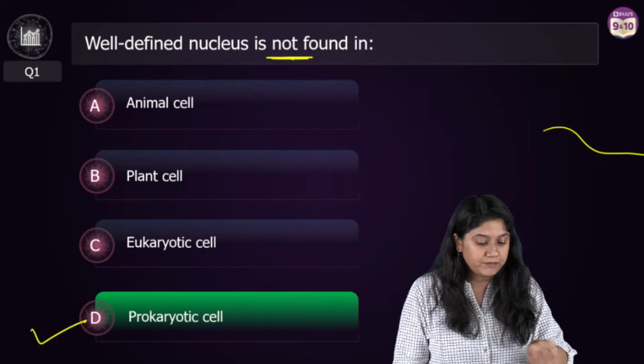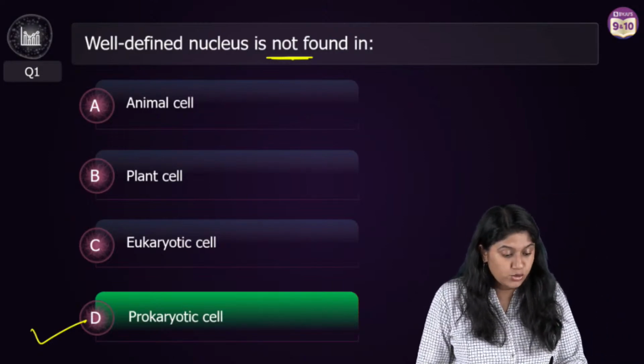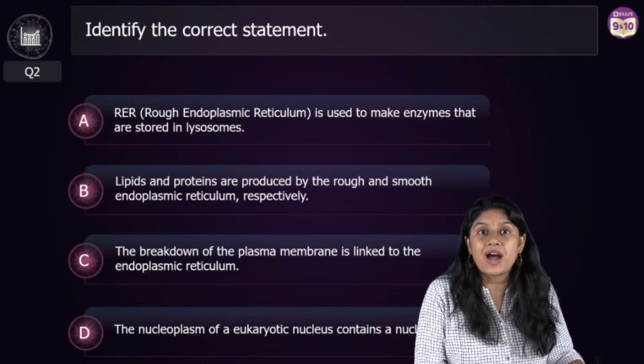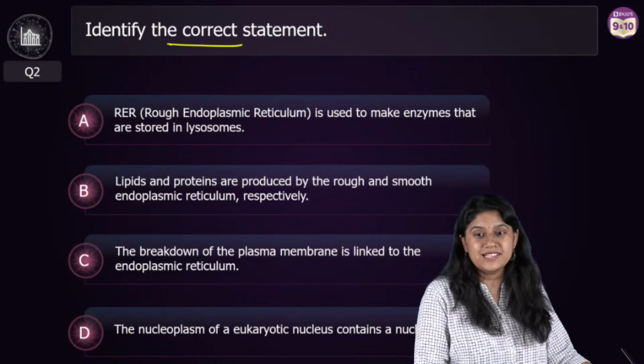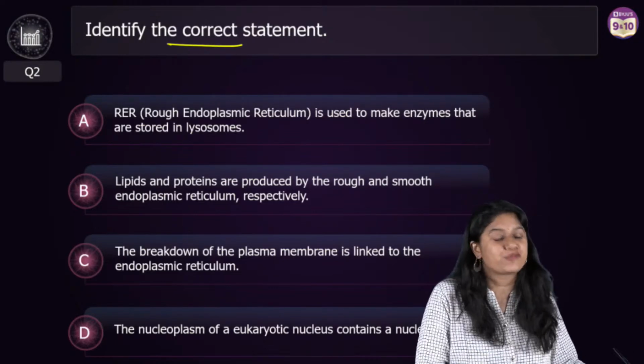Very good. Chaliye. Okay. Now everyone, let's move to question number 2 on your screen. Here we have question 2. You have to identify the correct statement, and we have the polls with options A, B, C, and D. Everyone, read the statement carefully. I'm reading it for you.